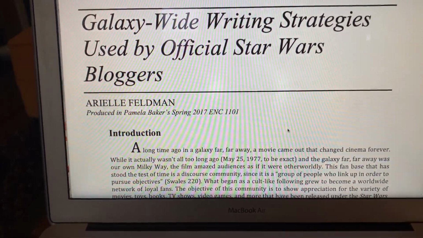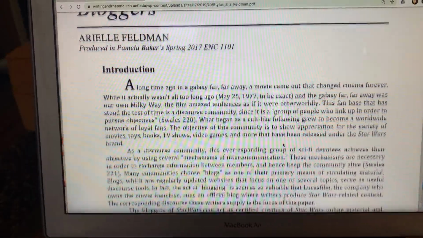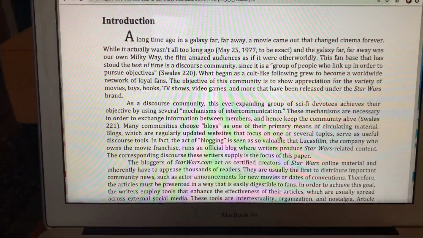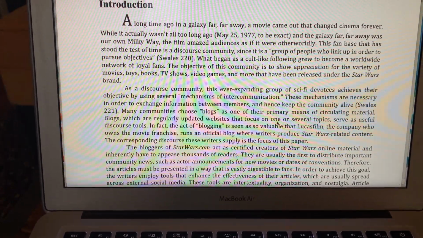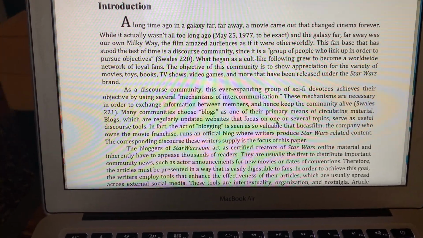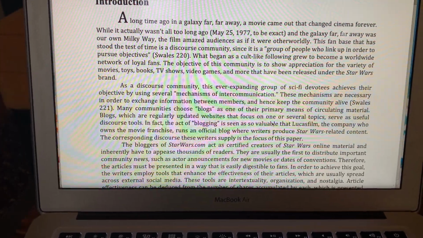So you can see that this was originally for Pamela Baker's spring 2017 English composition class. This is not specifically for our class. So that's another thing we want to note right away. This is a great student example, but it was not for our class. So their assignment was a little bit different from ours. So again, nuance. And this is also a different discourse community.